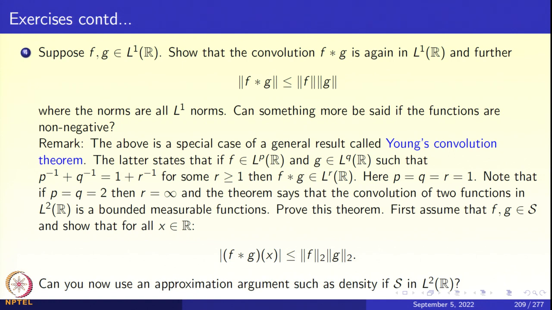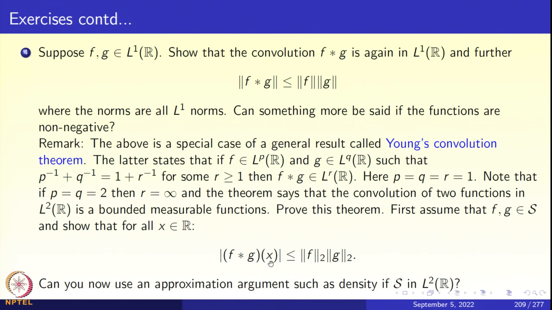Can you use the Cauchy-Schwarz inequality on the convolution integral? f star g of x is the integral of f(y) g(x minus y) dy. So it's an integral over the real line of a product f(y) and g(x minus y). If we use the Cauchy-Schwarz inequality, then you will get this inequality here. Now the next thing that we need to do is to try to see whether this inequality will persist if I resort to some kind of an approximation argument.